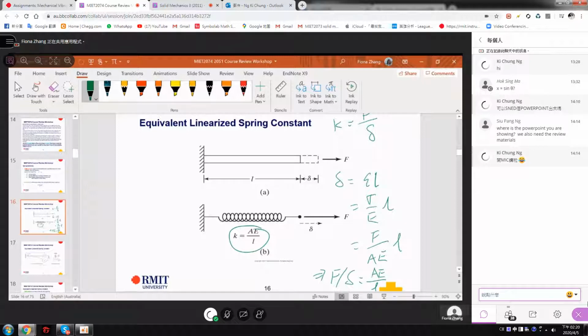So you just treat the rod like a rigid image of a spring. A spring can be anything with elasticity.